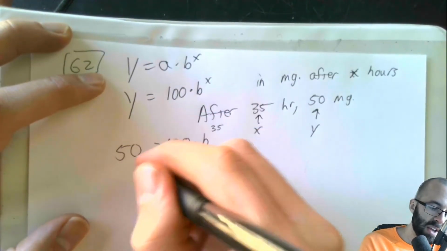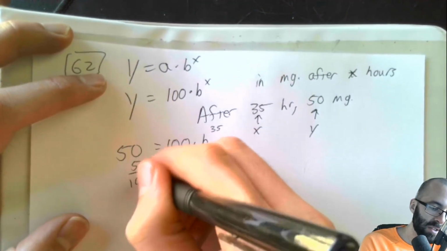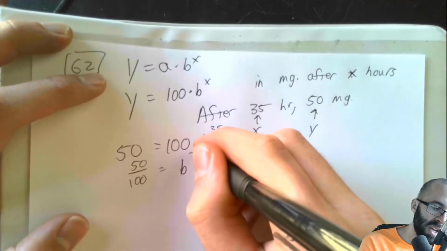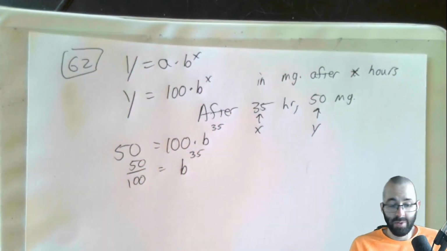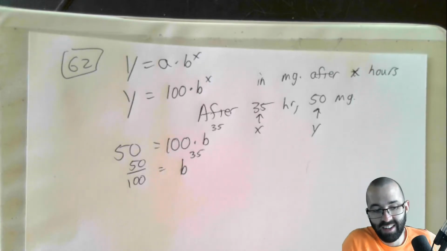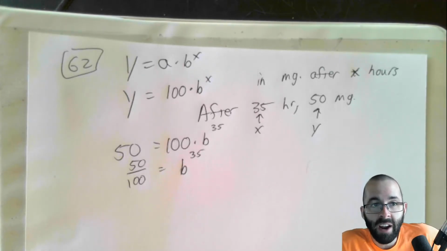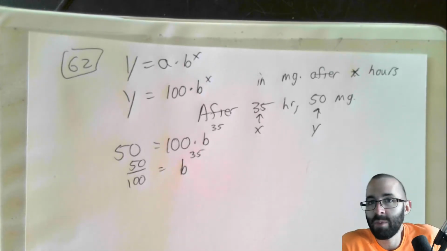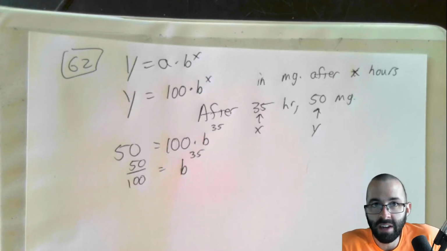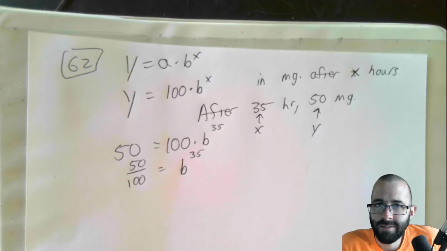So divide both sides by 100. You're going to get 50 divided by 100 is equal to b to the 35th power. So if it were b squared, we'd square root both sides. If it were b cubed, we'd cube root both sides. B to the 4th, we'd fourth root both sides. So we're going to have to take the 35th root of both sides.